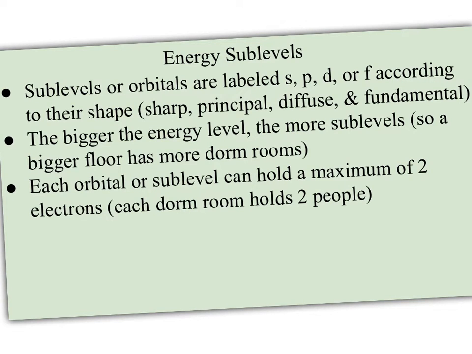Sublevels or orbitals are labeled s, p, d, or f according to their shape, and the letters stand for sharp, principal, diffuse, and fundamental. I don't know how that describes shapes. I tend to think of them as spherical, peanut, double peanut, and funky, and I'll show you pictures a little later to show you what I mean by that. But the bigger the energy level, the more sublevels. Again, thinking with the dorm analogy, if you have a bigger floor, there's more dorm rooms. And each orbital or sublevel, regardless of what kind it is or what shape it is, can only hold a maximum of 2 electrons. So each dorm room only holds 2 people.